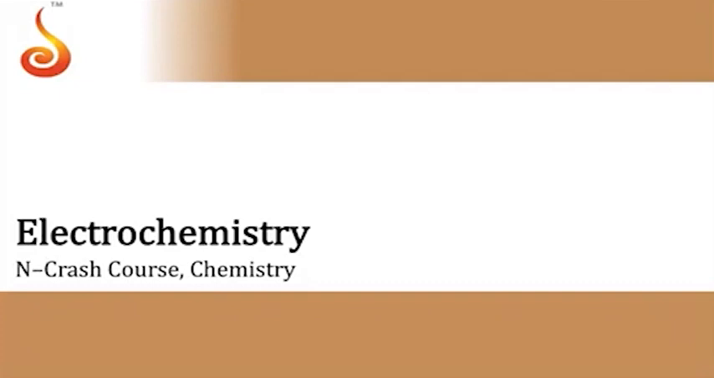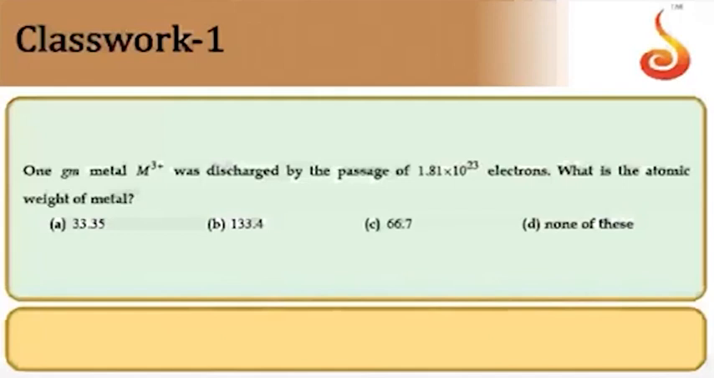Today we will discuss objective questions from electrochemistry. First one: 1 gram of metal M+3 was discharged by passage of 1.81 × 10^23 electrons. What is the atomic mass of the metal?